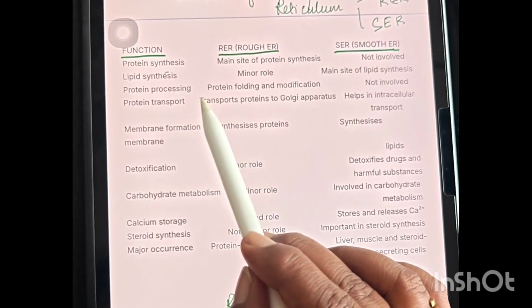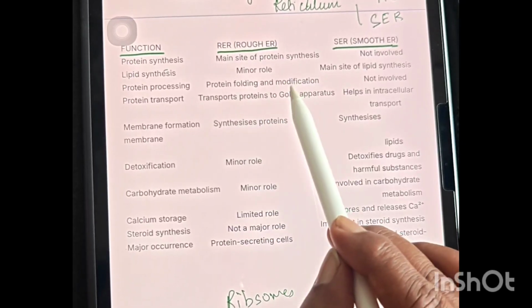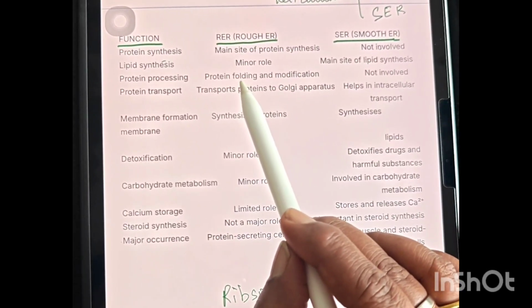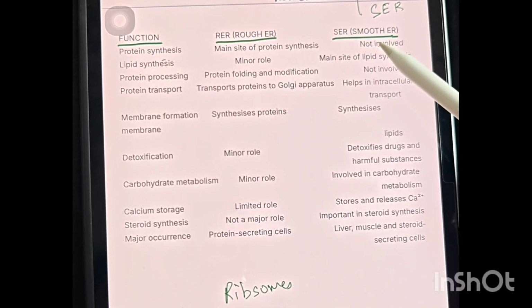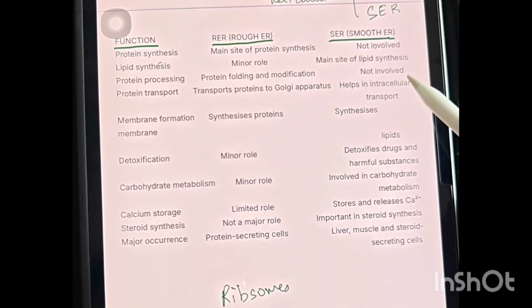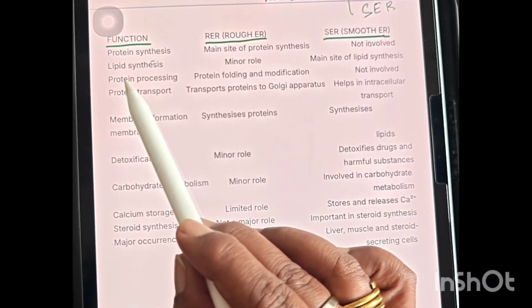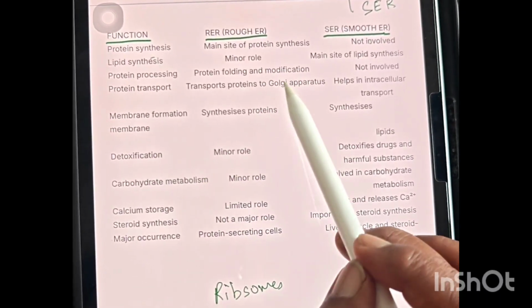The third one is protein processing. The processing of protein means folding and modification, which generally takes place in rough endoplasmic reticulum, while smooth endoplasmic reticulum is not involved. So wherever the ribosome is there, all the things related to protein will be carried on.